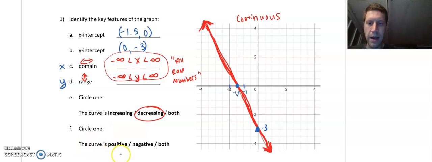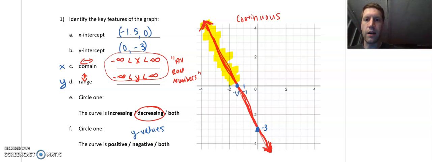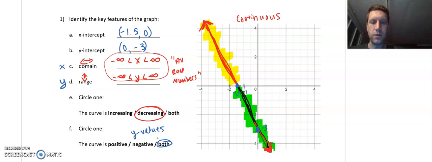Circle one: this curve is positive, negative, or both. We're talking about our y values here, the outputs. Am I above or below the x-axis? This area up here is positive. If I didn't have the part below the x-axis, I could say it's a positive graph, right? However, this part down here is negative. So I don't want to circle positive or negative. I actually want to circle both. This has one part that is positive, one part that's negative. So we would say both on that.